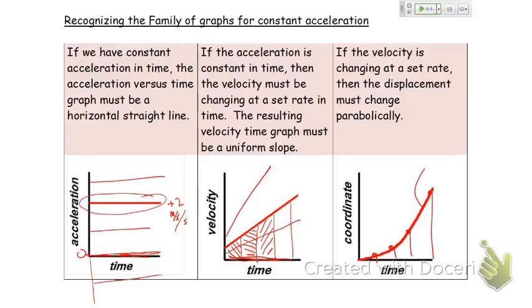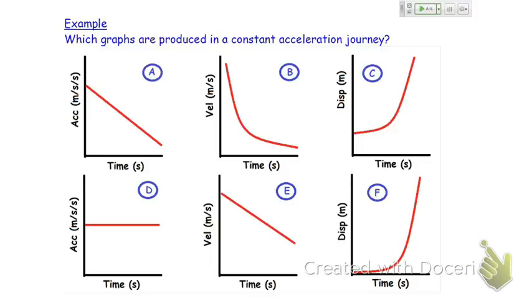And again, if it was a higher slope, I would get that happening. If it was a more gentle slope, I would get that happening. Yeah? So those family go together. Okay. So, little question here. Which graphs, we can't do the clicker for this, but we can do it just by shouting out. Which graphs are produced in a constant acceleration journey?